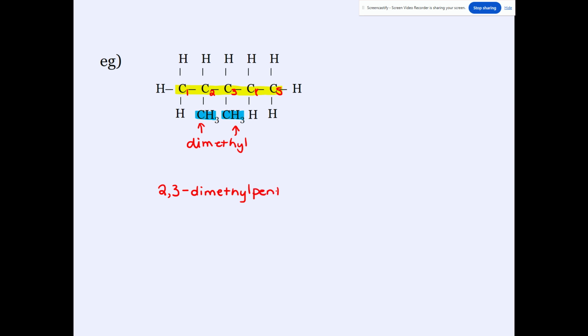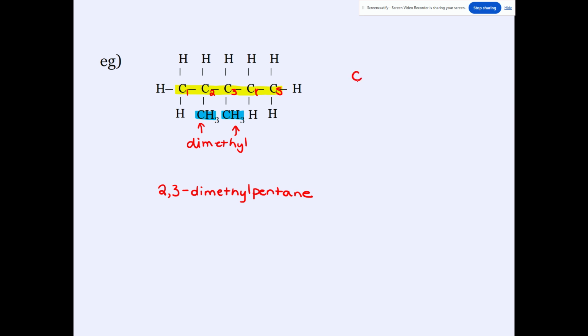All the parents we've done so far have been pentane, just to show you again. Just some examples where they're very similar, just changing the branches up a little bit. So this is 2,3-dimethylpentane. Now, what if I were to ask you for the formula of this compound?